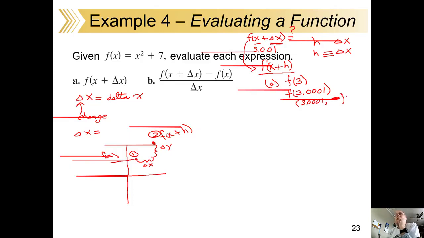You can do that yourself. Put the 3 in here, square it, add 7, you get a y value. Put the 3.0001 in there for x, square it, add 7, you get the second y value. That's how that works. Now let's move on to part B.